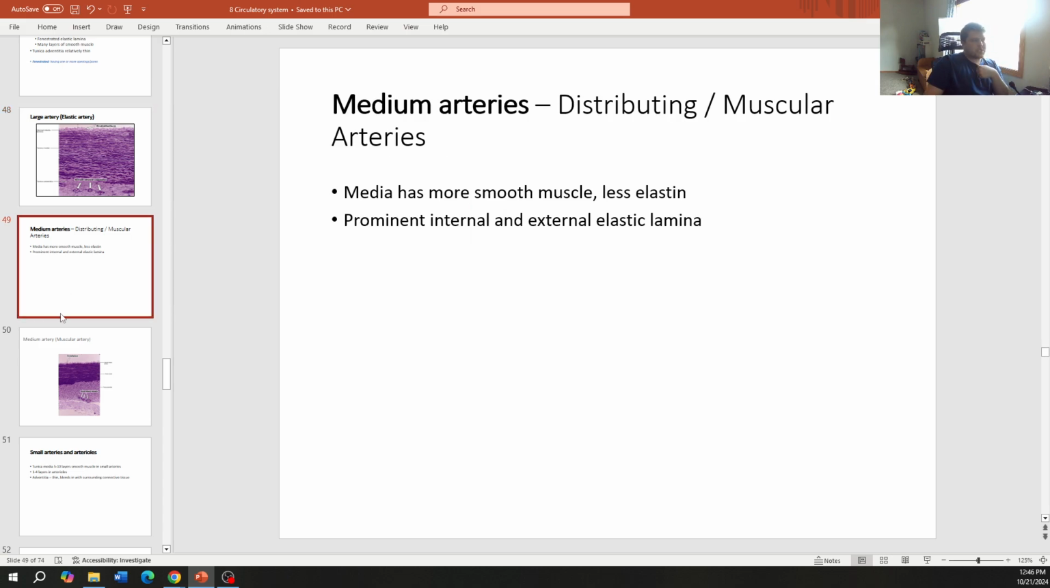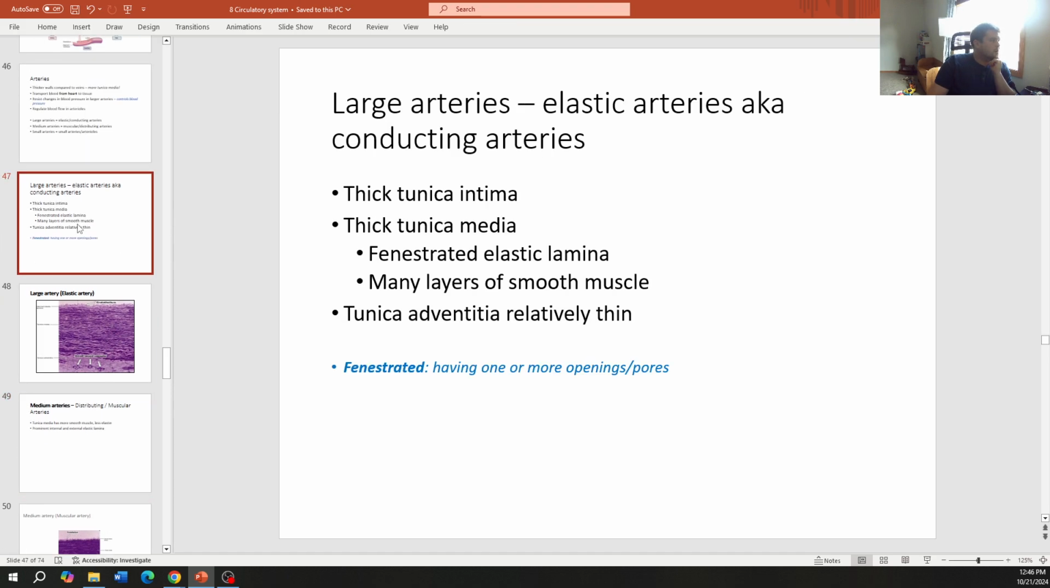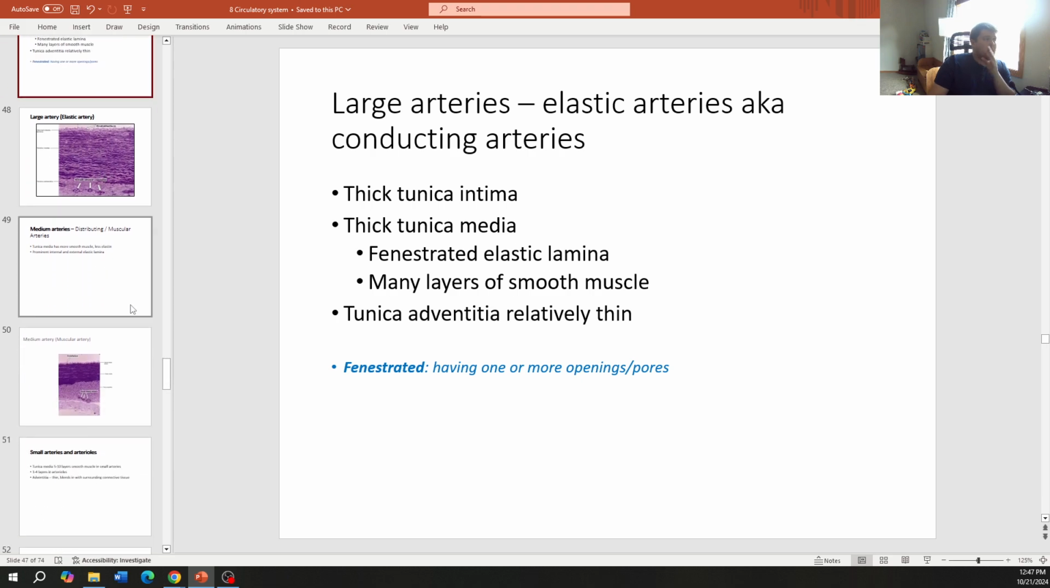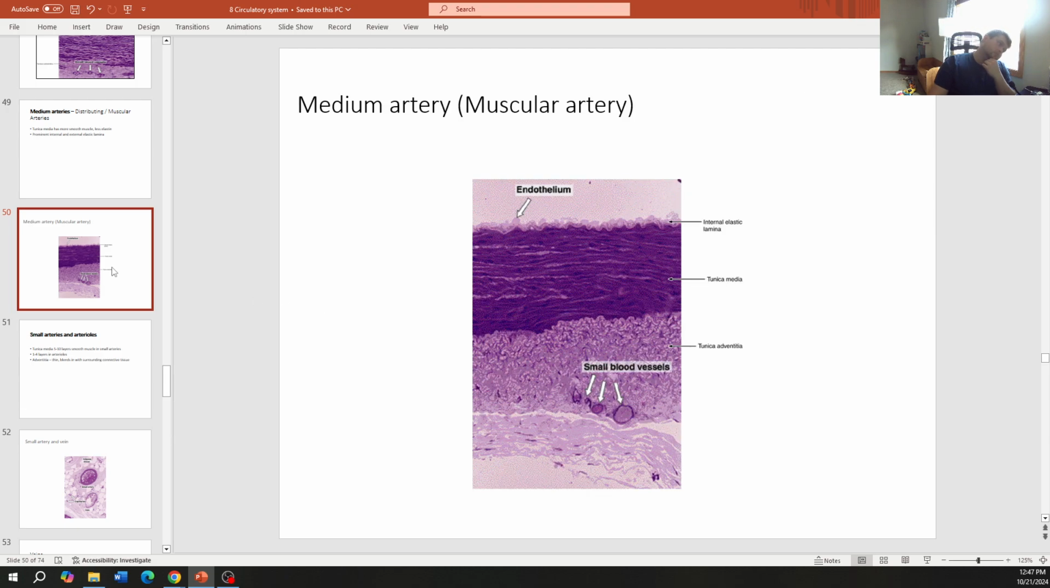Medium arteries, these are distributing or our muscular arteries. The tunica media has a lot more smooth muscle and less elastin. It has a prominent internal and external elastic lamina. These are kind of bullet points. These are the kind of things, honestly, throw these into a little Quizlet. Identify, is this large, medium, small arteries, large, medium, small veins, and go from there. Okay, that's what you're going to see. There's our medium arteries. Here's a picture of our medium arteries right there.